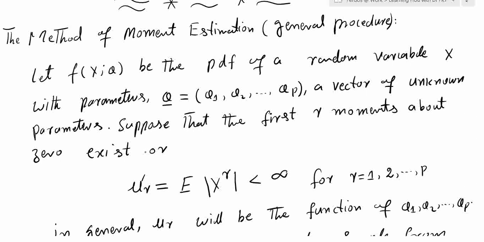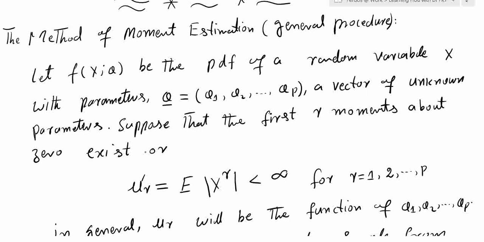So this means that if I'm calculating the first raw moment, that will be mu 1 prime equal to the expected value of x power 1, or expected value of x only. If I'm interested in the second raw moment, and remember that these are population moments, then that will be mu 2 prime equal to expected value of x square.